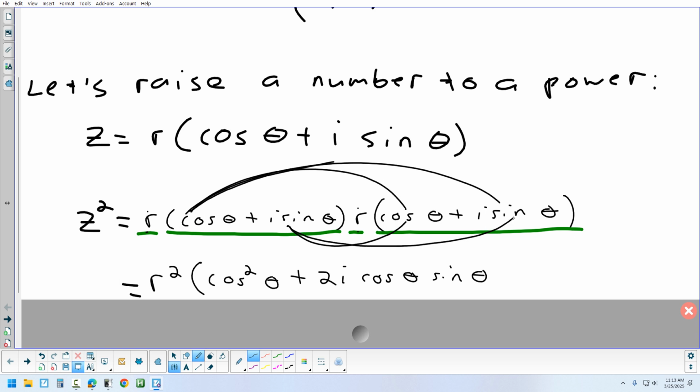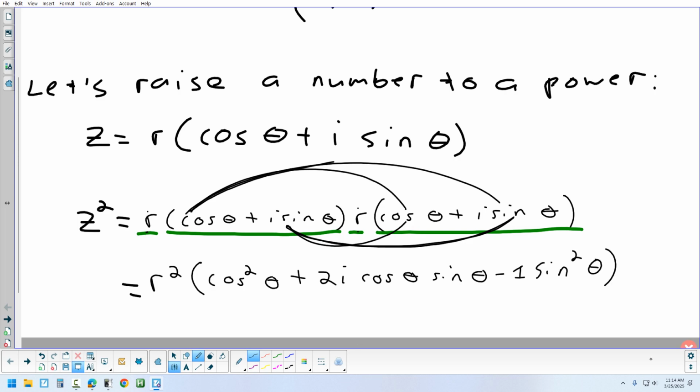And now the last part. i sine times i sine. Well, what's i times i, or i squared? So that's going to be an i squared, but if we want to fix it right now, we can make it a -1. And what's sine times sine? Sine squared.